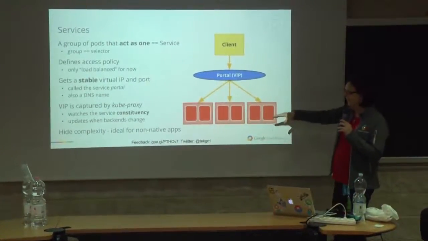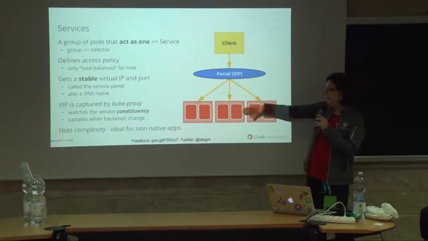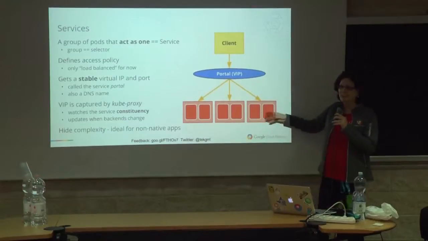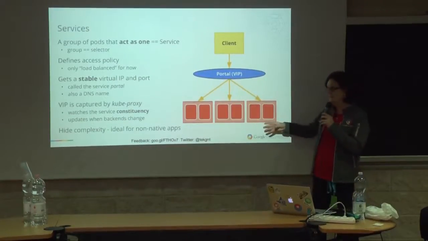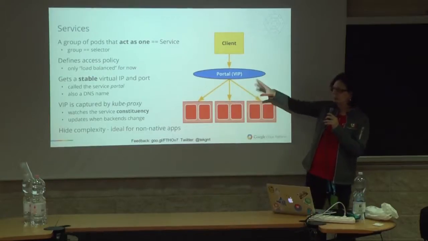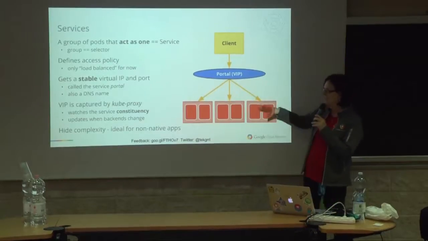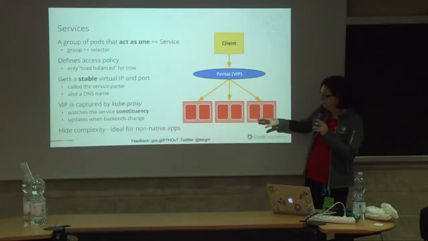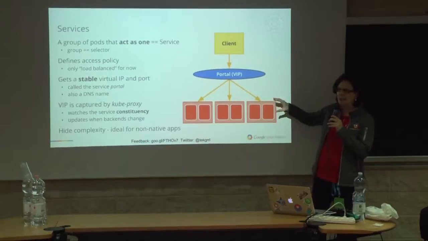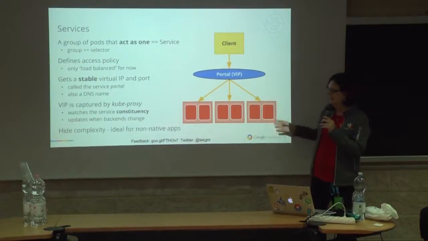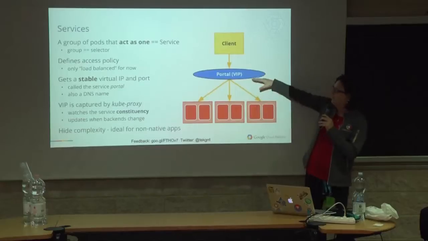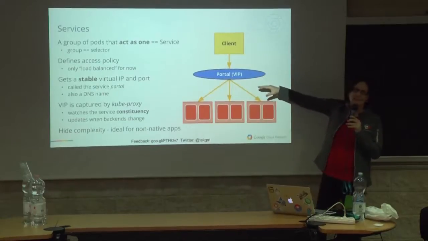The rest of it is detail. So we have a constituency. We have X number of pods based on the selector here that make up our service. We have this thing called a kube proxy, which I'm not going to get into, that manages the constituency and will be updated when anything changes in the back end. So anything can change here, and it won't change the actual IP address that's assigned to the service.